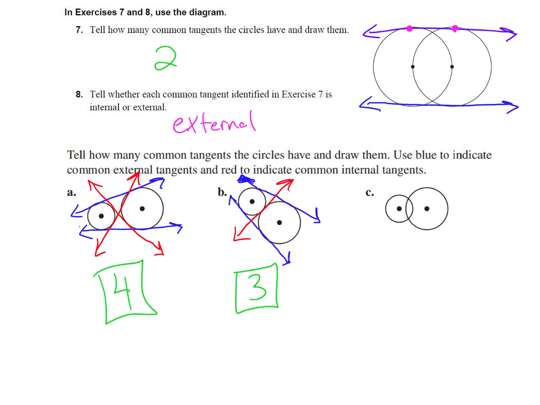And the last one, how many external? 2. Top and bottom. You can't do any more, right? You can't go through the middle because it'd be twice. So how many total? 2. That's it.